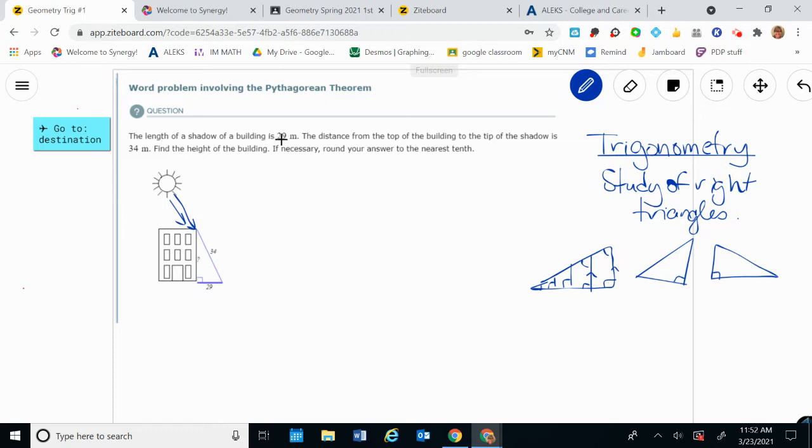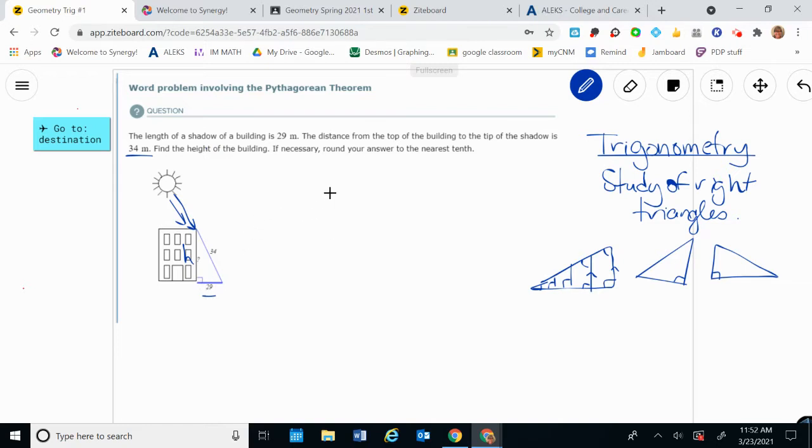So the length of a shadow is 29. They're just telling you what's in the picture, you guys. The distance from the top of the building to the tip of the shadow, so the hypotenuse, is 34. Okay? Find the height of the building. They put a question mark. I'm going to put an H. All right? This is a right triangle.